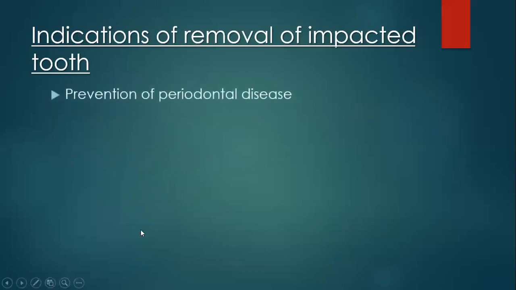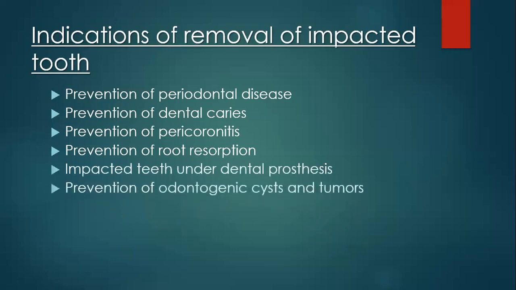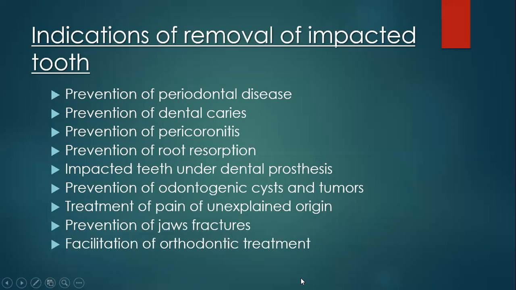What are the indications for the removal of an impacted tooth? Indications include prevention of periodontal disease, prevention of dental caries, prevention of pericoronitis, prevention of root resorption, impacted teeth under a dental prosthesis, prevention of odontogenic cysts and tumors, treatment of pain of unexplained origin, prevention of jaw fracture, and facilitation of orthodontic treatment.